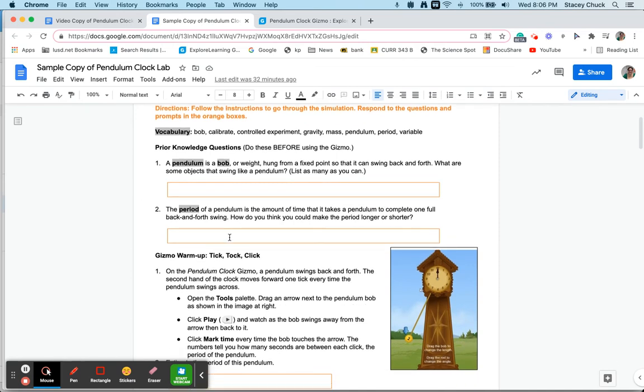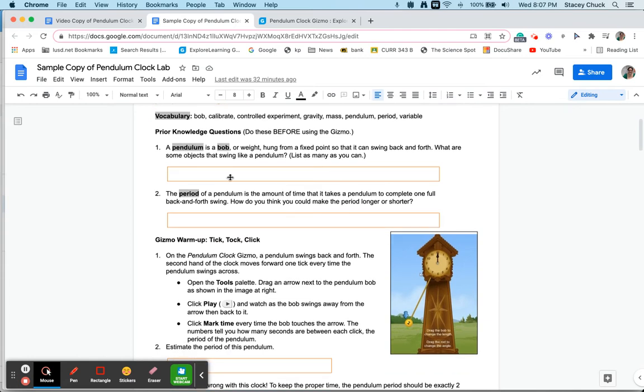Number 2 was really just a guess, so we weren't expected to know that. It was just to give an idea of what you think might affect it.